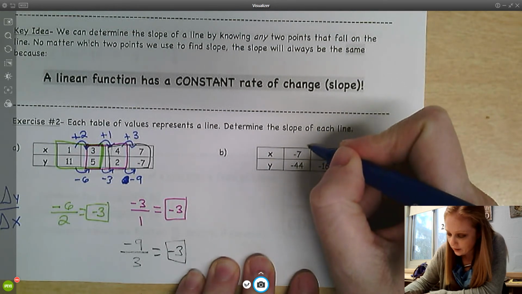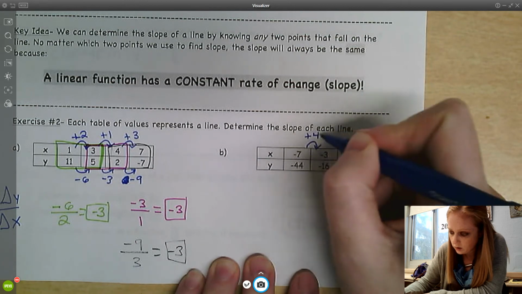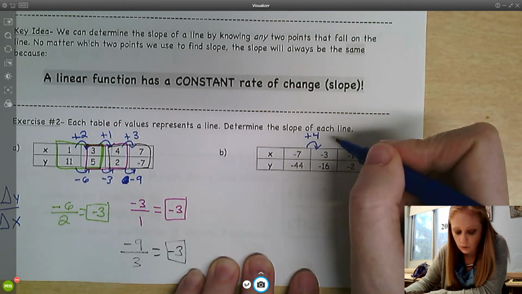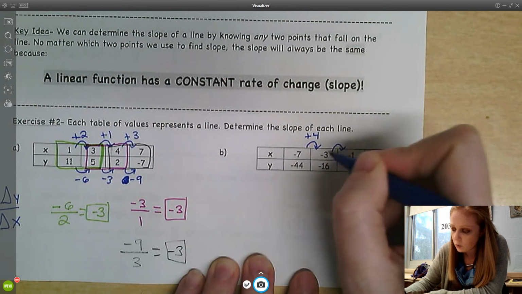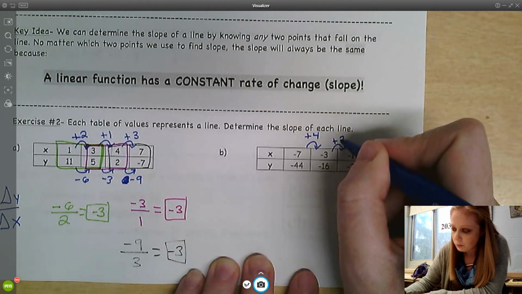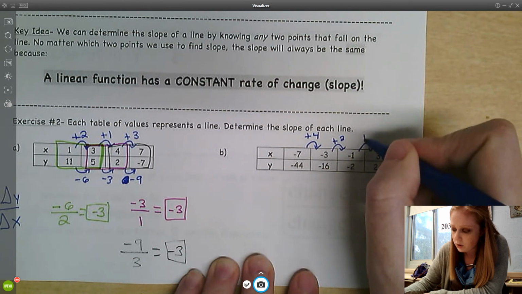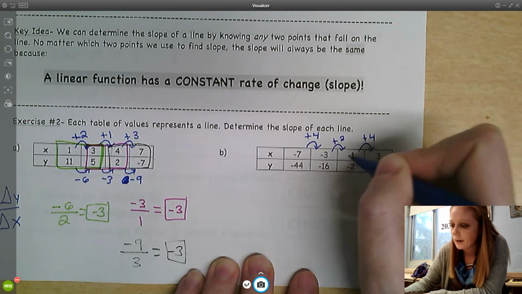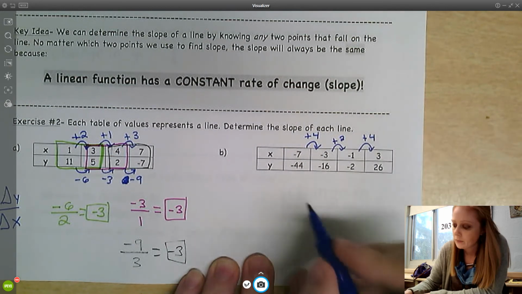To get from negative 7 to negative 3, you have to add 4. And again, if you're not sure, go backwards. Negative 3 minus a negative 7 is positive 4. To get from negative 3 to negative 1, so let's see, negative 3 plus what is going to give us negative 1? Negative 3 plus 2 is going to give us negative 1. Negative 1 plus 4 is going to give us 3. If you're not sure, go backwards. What's 3 minus a negative 1? You'll get 4. Negative 1 plus 4 is 3.